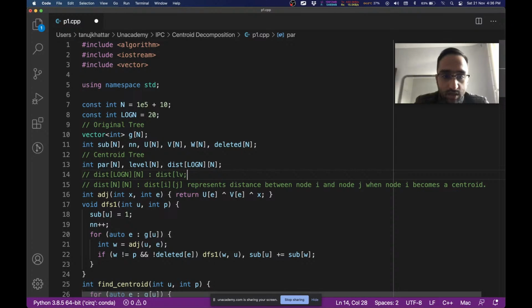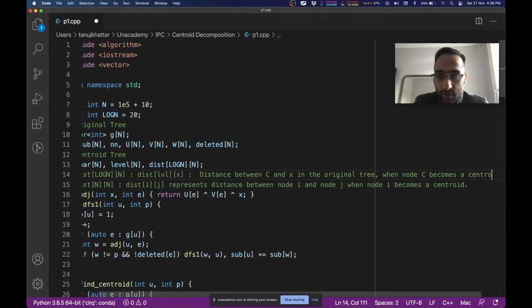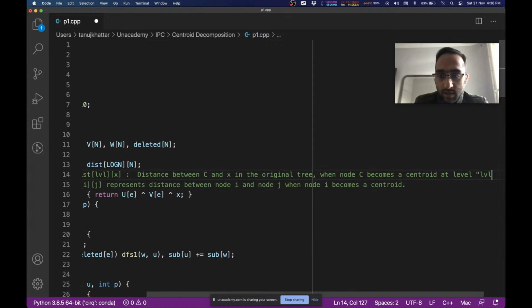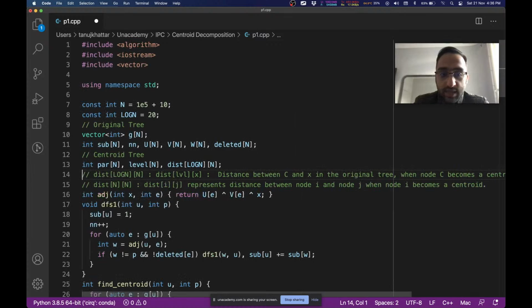So instead of doing this, I actually maintain a dist of log n comma n, and it means distance of level comma x would be the distance between c and x in the original tree when node c becomes a centroid at that level.